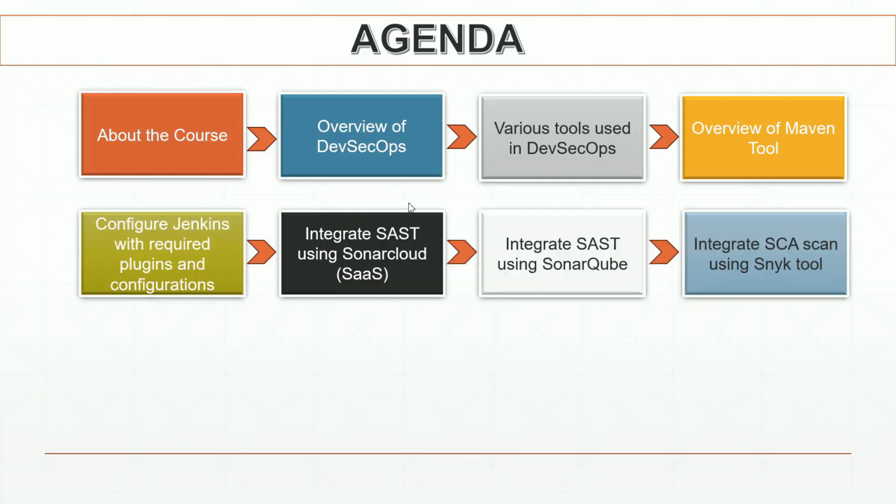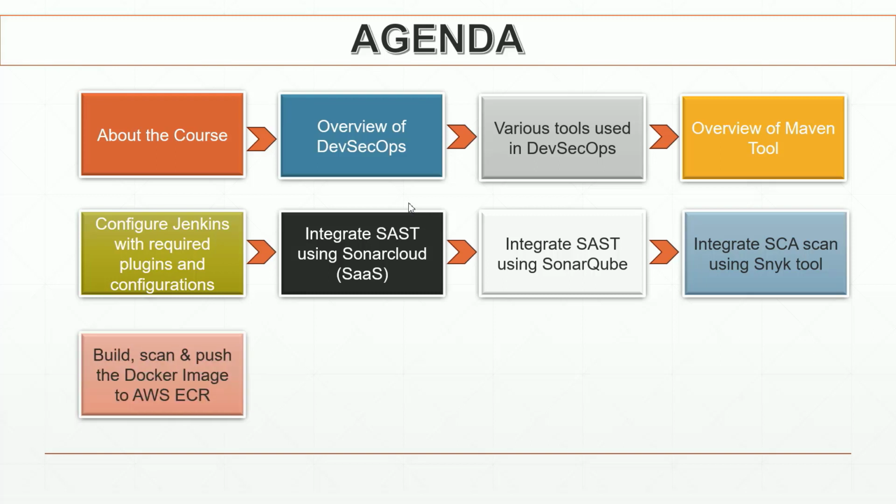The next is to integrate an SCA scan using the Snyk tool. SCA is an automated process that identifies the open source software in a code base. Simply, we can say SCA is used to scan the dependencies for security vulnerabilities, and for SCA I am going to use the Snyk tool.